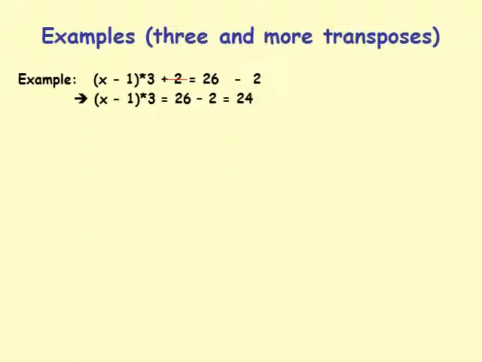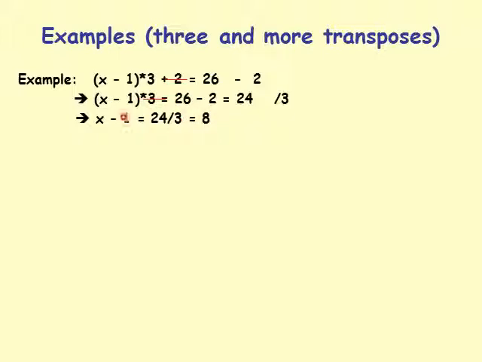So we have x minus 1, times 3, equals 26 minus 2, which is 24. Now this multiplied by 3, we move across the equal sign and it becomes divided by 3. 24 divided by 3 on the right is 8. So that means x minus 1 equals 8.